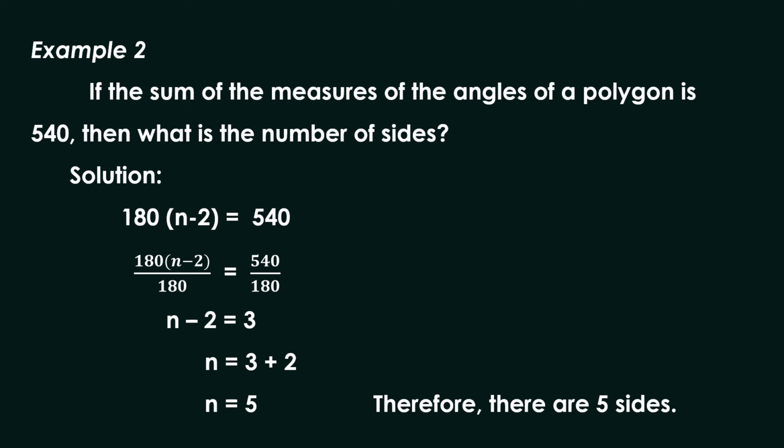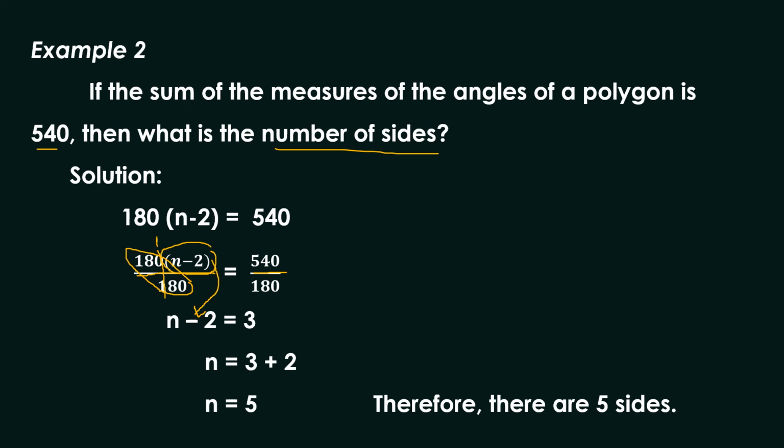Example 2. If the sum of the measures of the angles of a polygon is 540, then what is the number of sides? So, gagamitan natin ito ng formula. 180 times n minus 2 equals 540. Ito yung ginamit natin sa isa nating video lesson before. So, unang gagawin, divide both sides by 180. So, 180 over 180 is equal to 1. So, 1 na lang siya. Yan. Kaya itong si n minus 2, kinopya na lang siya dun sa sunod.